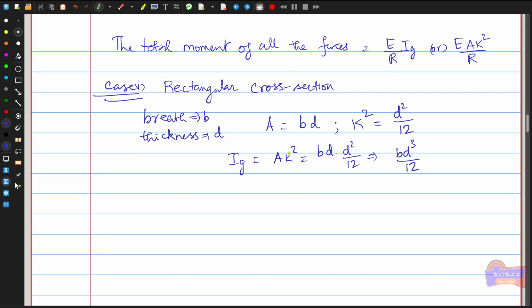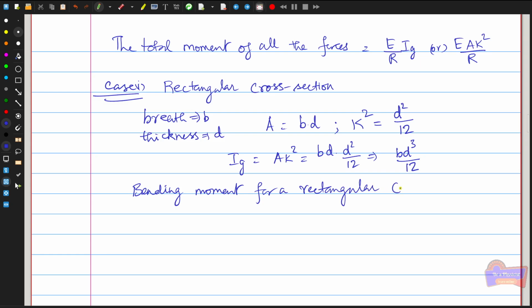I can substitute this Ig in the total moment of all the forces, so that the bending moment for a rectangular cross section is equal to E times BD cube divided by 12R. Okay, so this is the bending moment of the rectangular cross section.